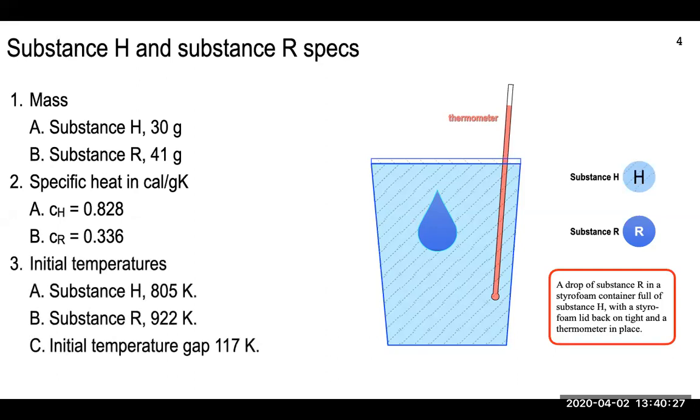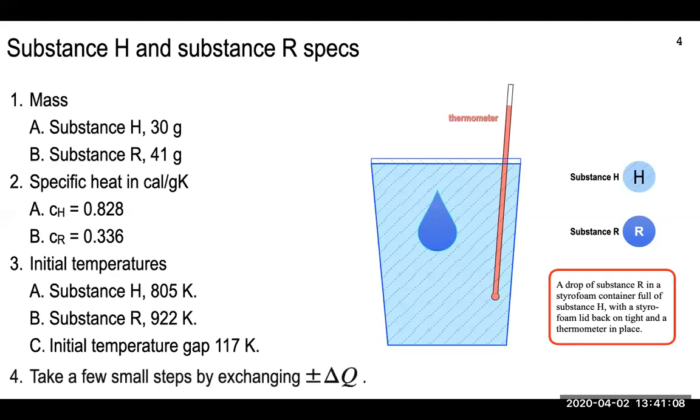And here are the two temperatures. Substance H is 805 Kelvin, so it's kind of hot. Substance R is even hotter, 922 Kelvin. And so the initial temperature gap, this is what I want to emphasize today. The gap between those two temperatures is 117 Kelvin. So what that means is that as substance H warms up, it's going to narrow the gap. And as substance H warms up, substance R will cool down. And that will narrow the gap a little bit more. And I'll show you a graphic of that in a second.